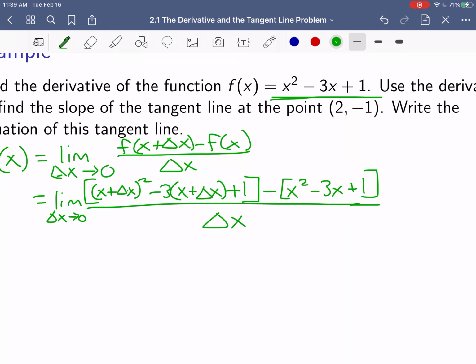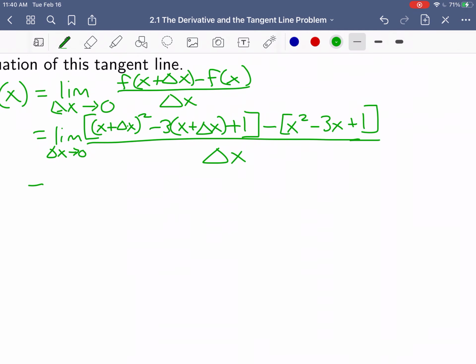Notice if you plugged in 0 for delta x right now, you're going to get 0 over 0. That suggests that maybe we could get some sort of cancellation that will happen. And so we're going to do some algebra to try to see if we can find out what kind of cancellation happens. Right? So we haven't done direct substitution yet. We're going to need to square and distribute, do some algebra things. We need to distribute this negative to all 3 of those pieces.